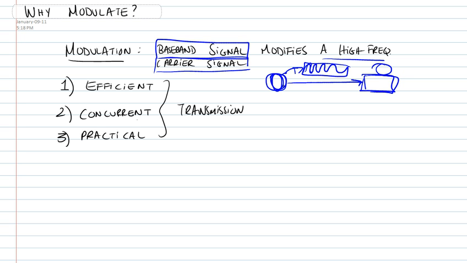So why do we go through this entire process? Why can't we just send the voice over the channel? This is for three reasons. So modulation has actually three purposes, and in the end they all seek to enhance the transmission. First of all, it's for efficiency purposes. We can't really send someone's voice over a channel.